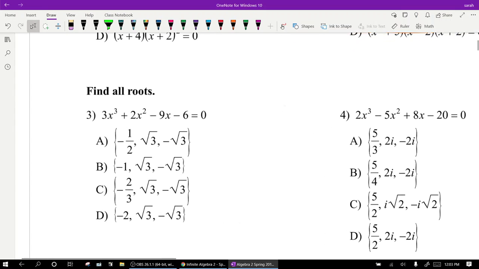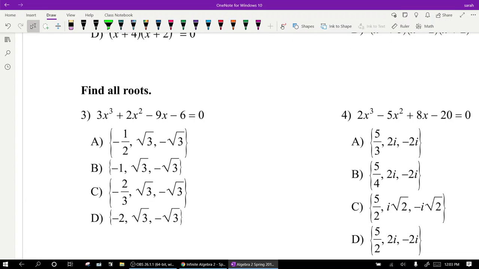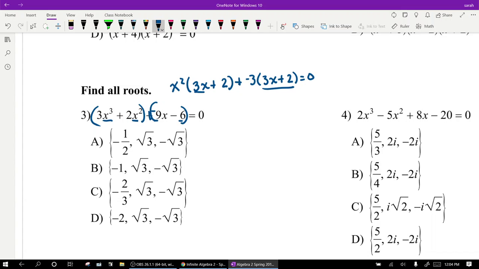Number 3, find all the roots. Again, we're going to want to factor first, and I'm going to group these two together. Let me change colors here. I'm going to put these two together plus the opposite. I see that I have a common x squared, so I'm going to factor out x squared. That's going to leave me with 3x plus 2. Plus, in here I can factor out a negative 3, and that will leave me with 3x plus 2 also. Here I have two terms that have a common 3x plus 2, so I'm going to factor out the 3x plus 2, and that leaves me with x squared minus 3.